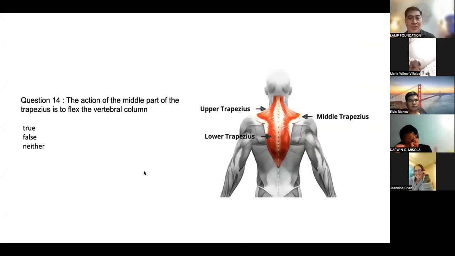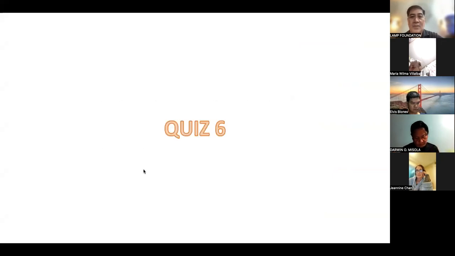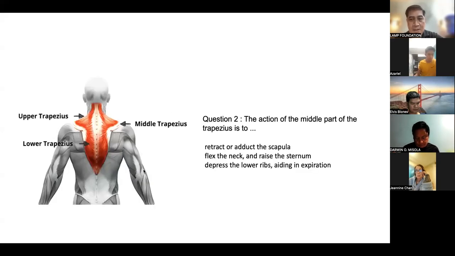The action of the middle part of the trapezius is to flex the vertebral column. True or false? False. It draws the scapula medially. Oo. Sa scapula siya. Which of these muscles cause inhalation and exhalation? Easy. Correct. Diaphragm. Which of these muscles laterally rotate the humerus? Infraspinatus. The action of the middle part of the trapezius is to retract or adduct the scapula.